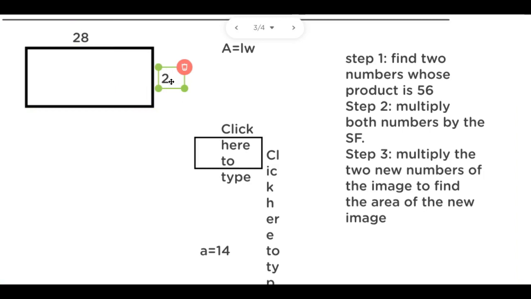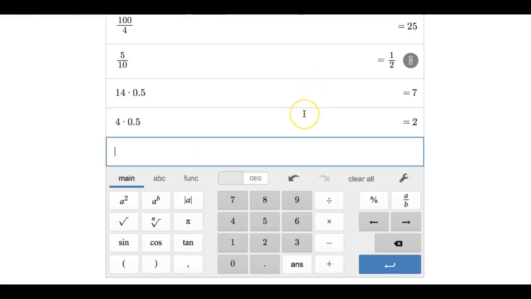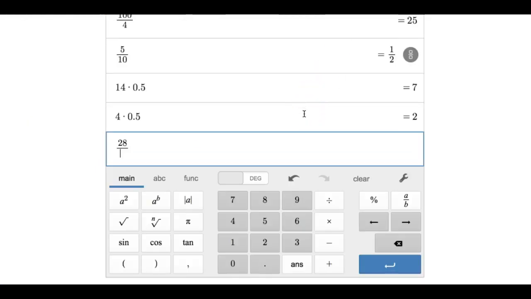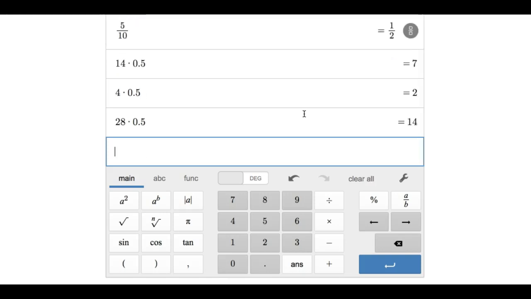Because 28 times 2 also gives you 56. Okay. So if I use 28 and 2, we're now going to dilate by a scale factor of 1/2, which is 0.5. So I'll show you this one time. 28 times 0.5, look at it, it's 14.